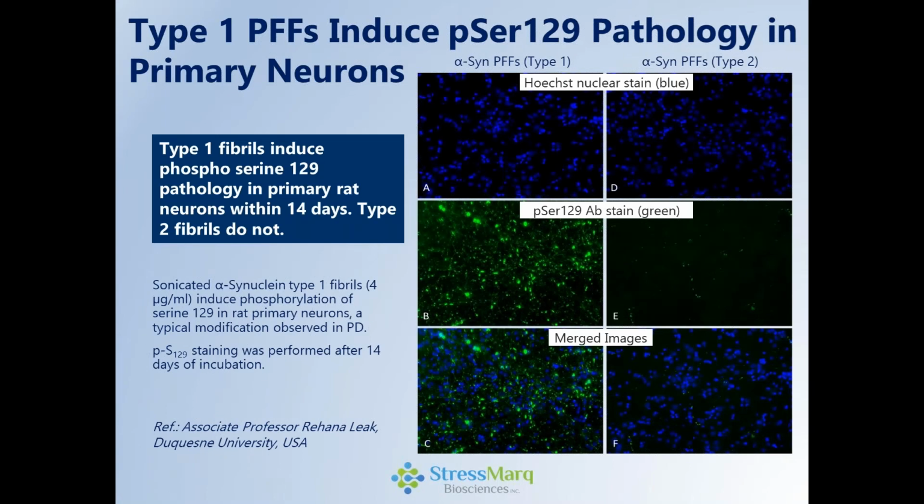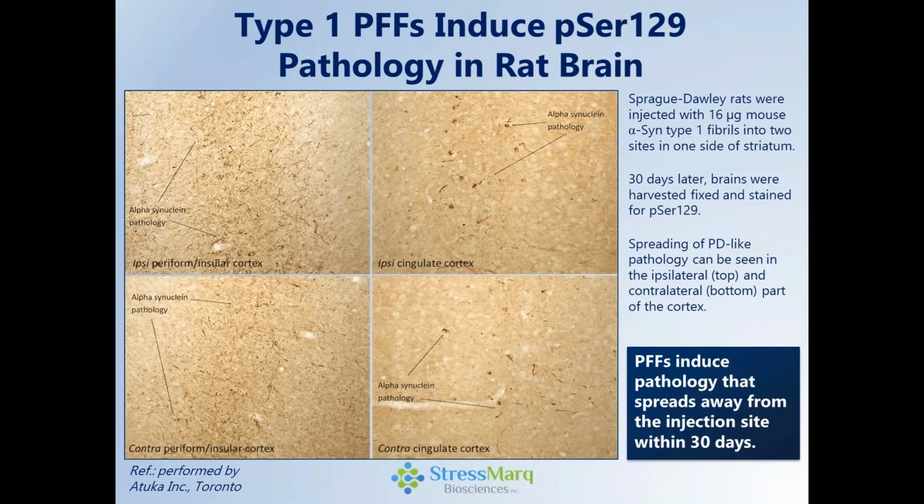What happens if you seed primary cells with both of these structures? On the left-hand side, you can see the evolution of phosphoserine 129 pathology. And it's very clear and obvious on the left-hand side in this middle slide in green labeled with FITC here. On the right-hand side, using a type 2 fibril, however, you get almost no pathology whatsoever. In fact, it's just background. So again, despite looking very, very similar, the outcome of using them is very different.